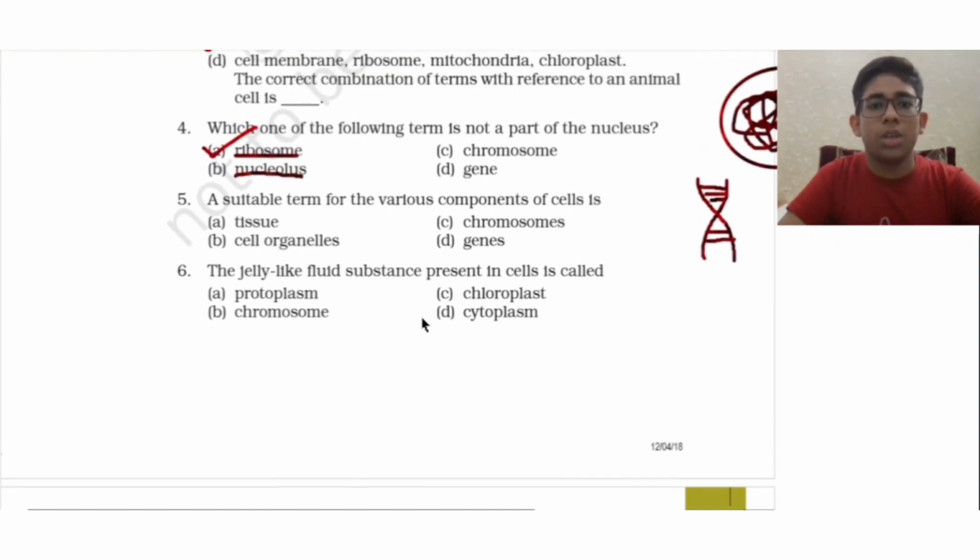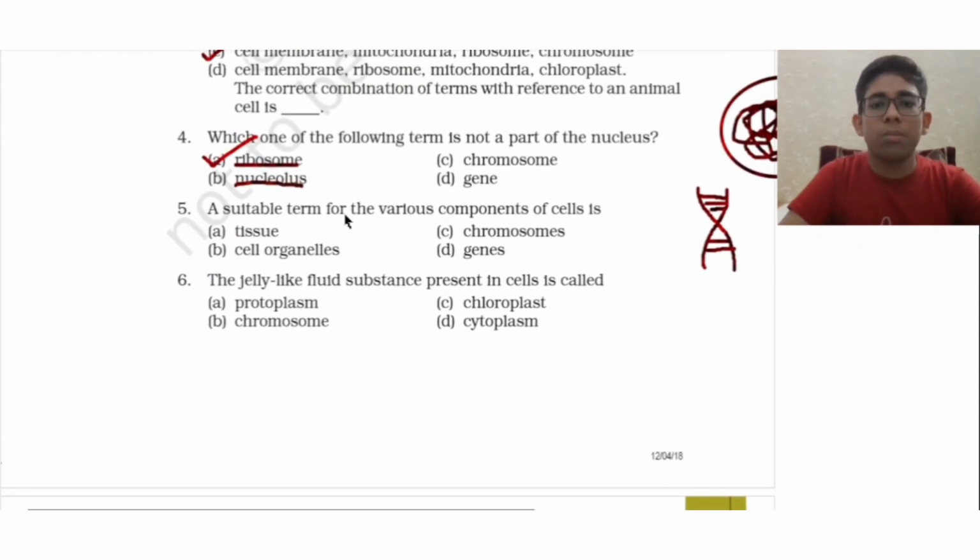Moving on to the next question. A suitable term for various components of cell is. So we know that first is cell. I will write here. First is cell, and a group of cells is called.